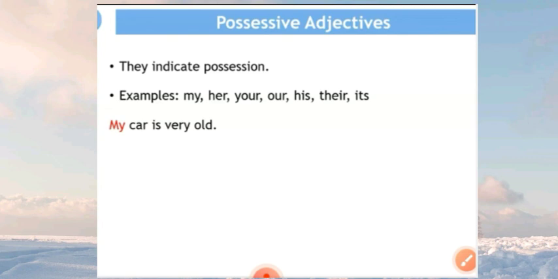My car is very old. Here, car is the noun and my is a possessive adjective because it is showing you possession. And it is also at the same time giving you more information about the noun car. Which car am I speaking about specifically? I am speaking about my car. Hence, this is a possessive adjective.